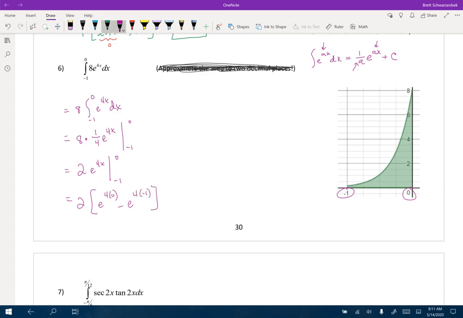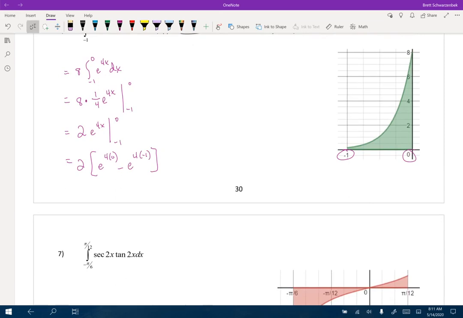As we usually do, we can do a little bit of simple math here. So e to the 0, no matter what, is 1. E to the 4 to the -1 is basically just e to the -4, right? Super easy. So if we simplify this, what does it look like? It's going to be 2 times 1 minus e to the -4, which is 1 over e to the 4th.